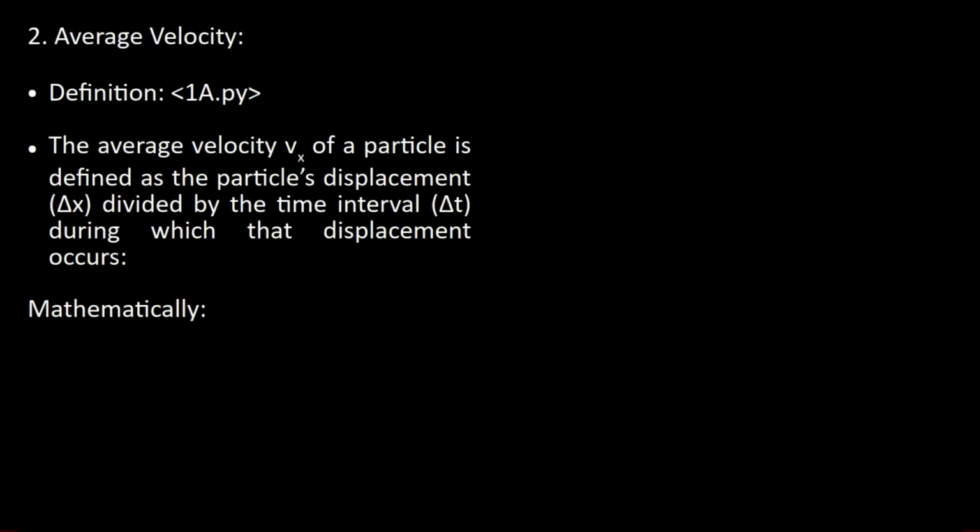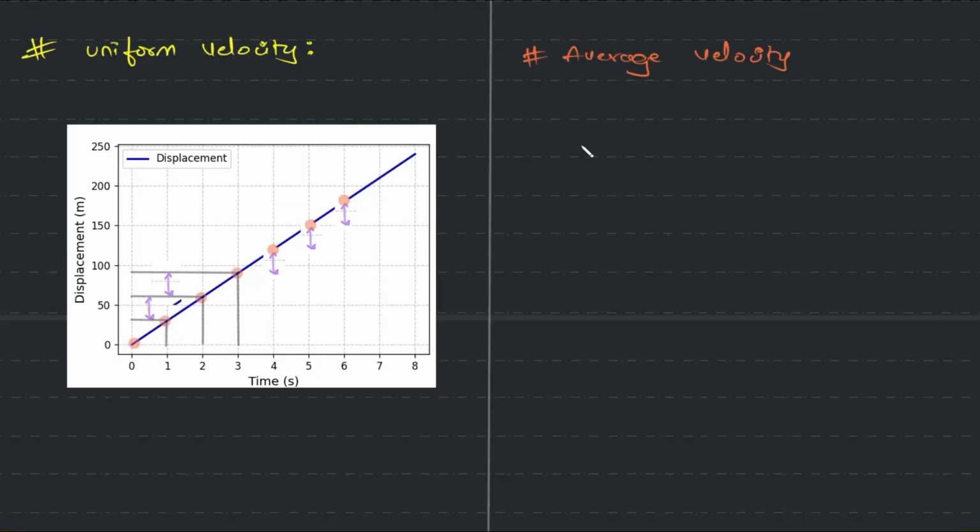And then you have average velocity. Average velocity v_x of a particle is defined as the particle's displacement divided by the time interval during which the displacement occurred. So let me show it mathematically. So this is how it looks. Say we're considering a particle moving along the x-axis. So we can define it in this way. So this subscript indicates movement along the x-axis.